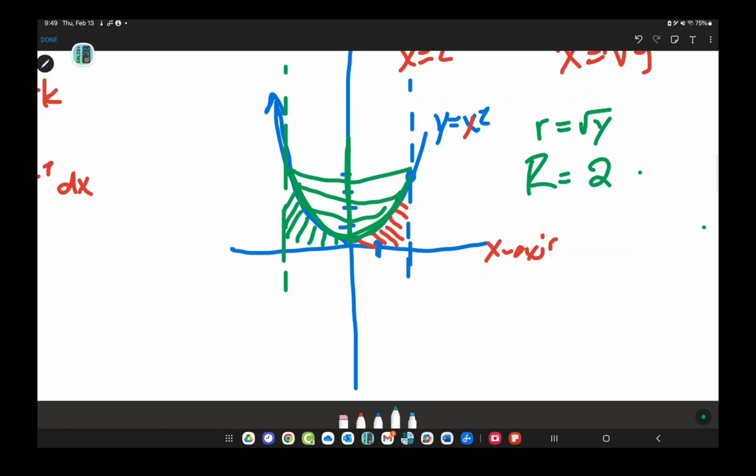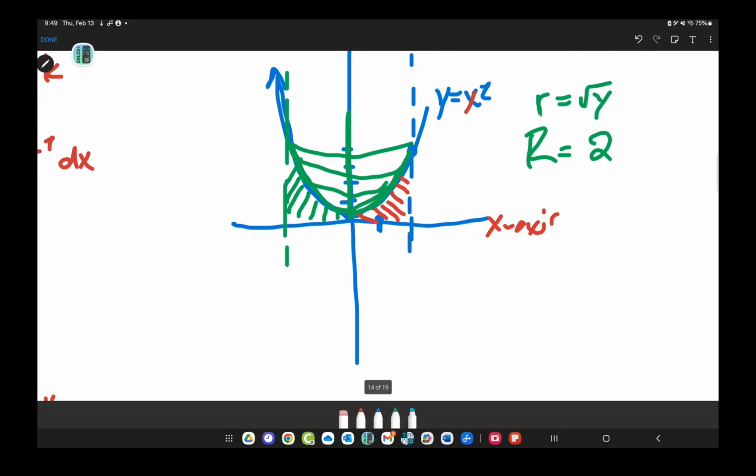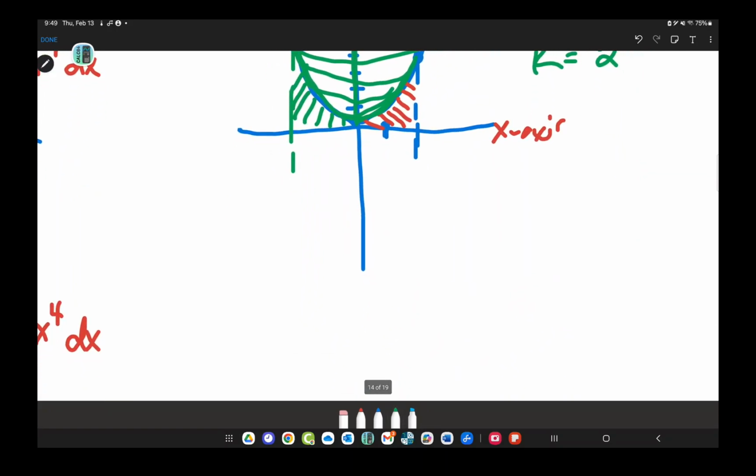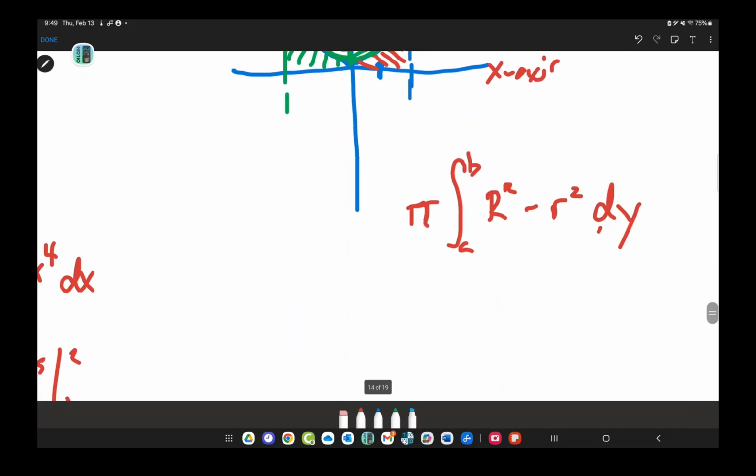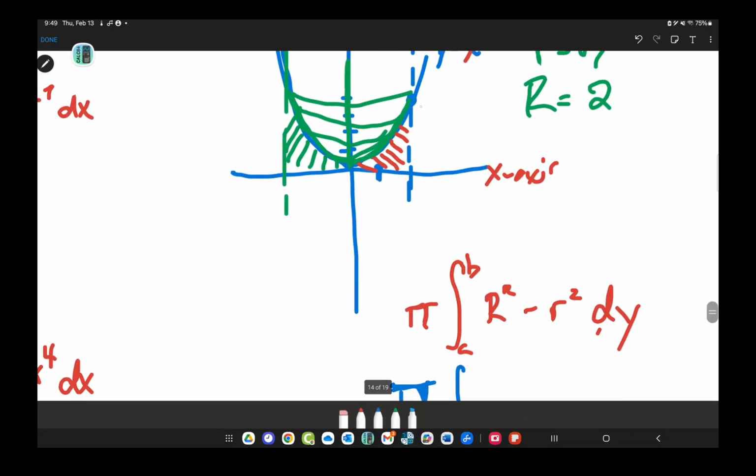Oh, that makes sense. The washer method is basically taking the disk method and taking the big disk minus the small disk. So if we do that, it's still going to be pi times the integral from a to b of my big disk squared minus my small disk squared, and in this case, dy. I already said what both of these were, right? Now, my bounds need to be in terms of y, not x. So what are my y values for these bounds? 0 to 4.